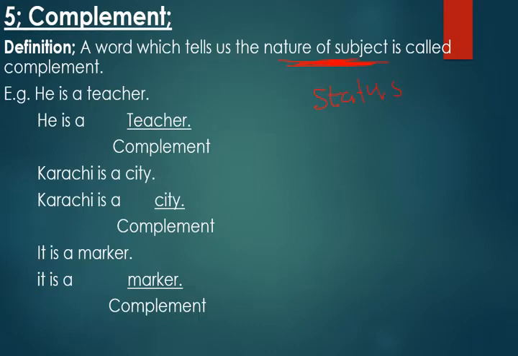Now, for example, how does it tell us the status? I say he is a teacher. Keep in your mind, most of the students say that teacher is an object. This I have observed, and even now I am observing. Now keep in your mind, he is a teacher. Most of the students say teacher is object. No, it is not object.